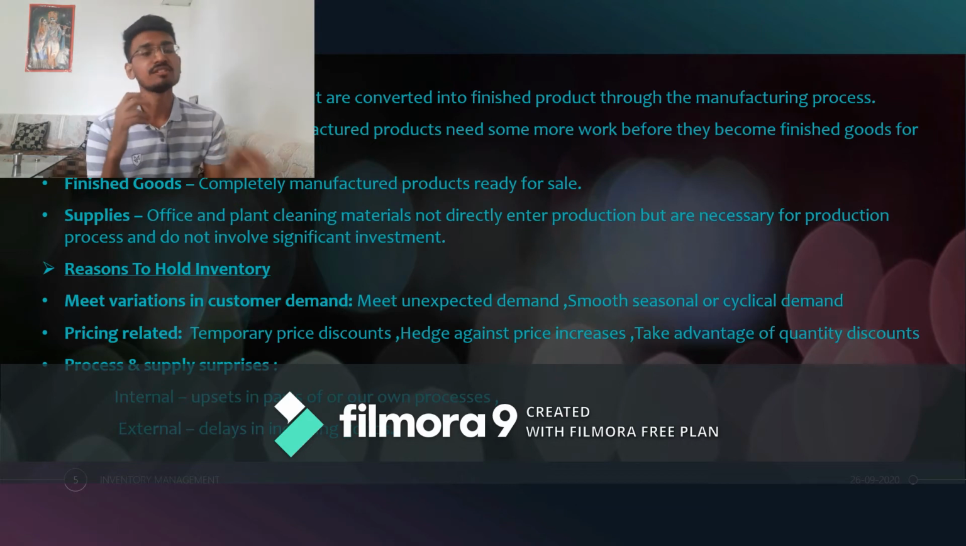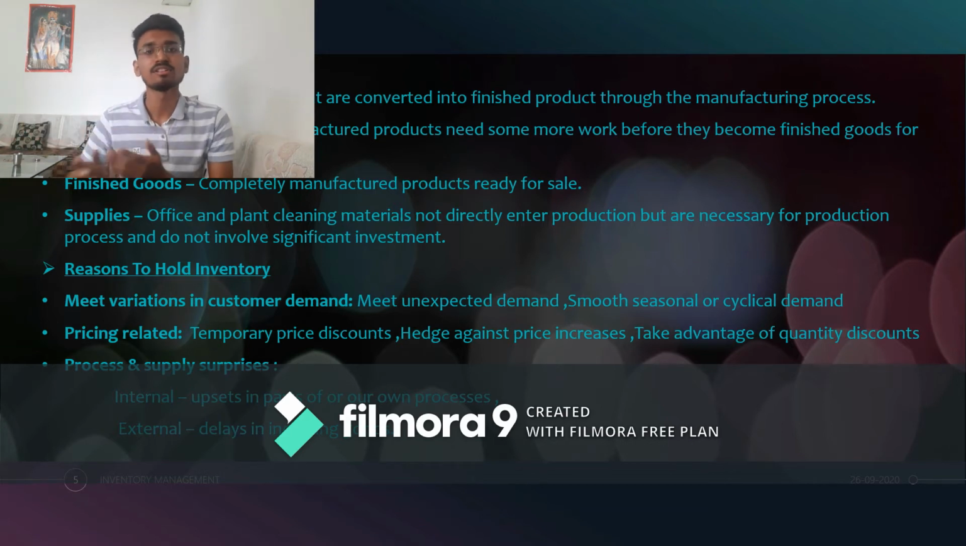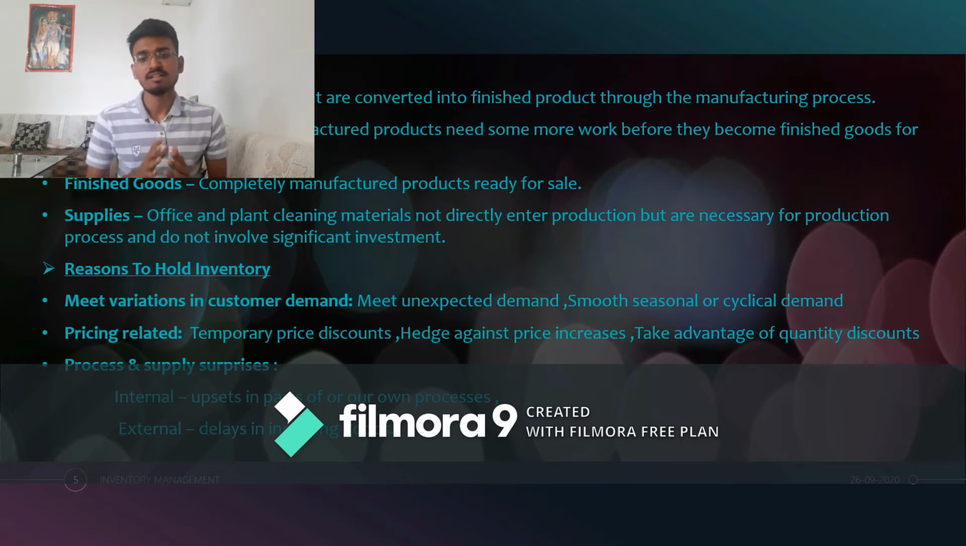And the third is process and supply surprises, like a fault in our plant, or our plant gets damaged so that the production will stop. And the second is delay in incoming goods, like a transportation problem, we can say. This comes under the process and supply surprises.